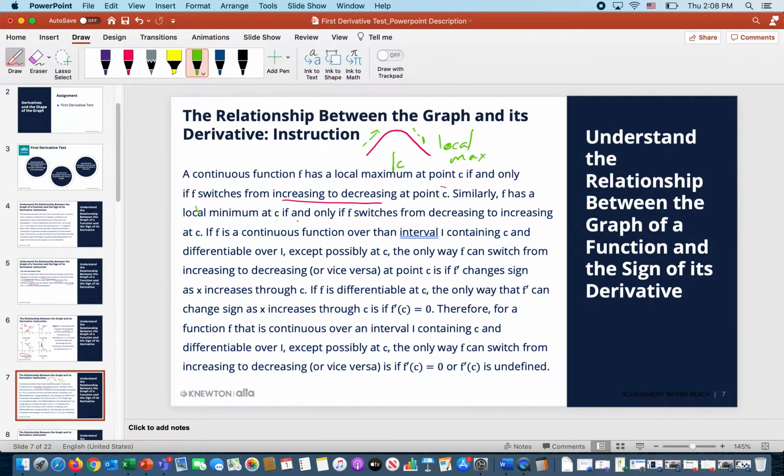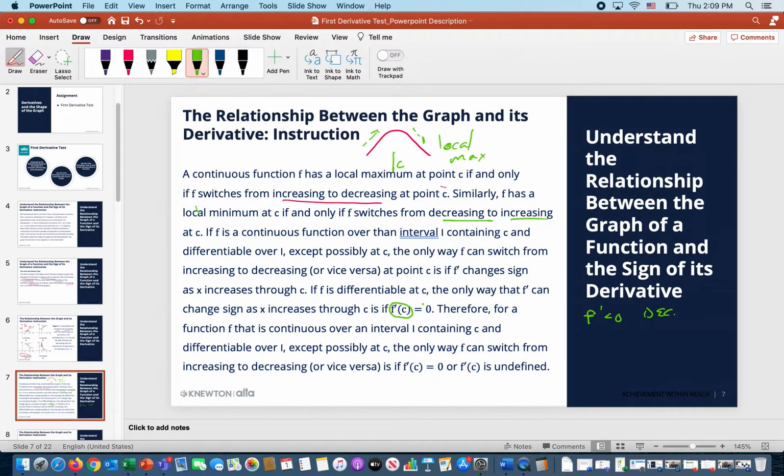If f has a local min, that means that the function switches from decreasing to increasing, okay? And those are fancy ways of saying if the derivative is negative, less than zero, that function's decreasing. So what we want to be able to do is look at the information that our derivatives are giving us and make some inferences on what our function is going to look like. The only way that f prime can change signs as x increases is if the derivative at c is equal to zero.